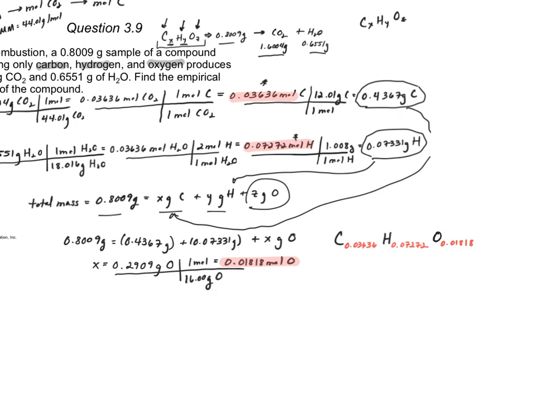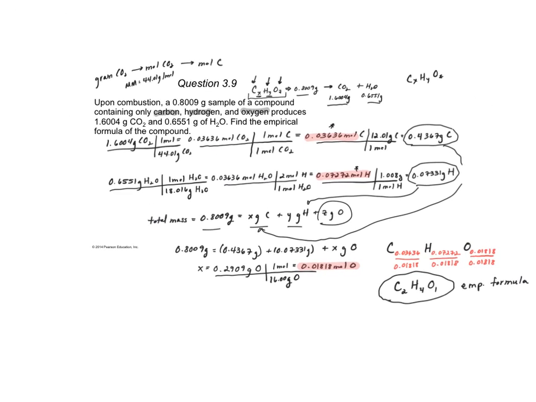To go ahead and convert to the empirical formula, I'm going to divide by the smallest number to get these guys hopefully to whole number values. So the smallest number is 0.01818. I'm going to divide everything by that. And we end up here with a nice whole number value for everything. This ends up being carbon 2, hydrogen 4, and oxygen 1. So that is the empirical formula for whatever this compound is that we were trying to determine via combustion analysis.